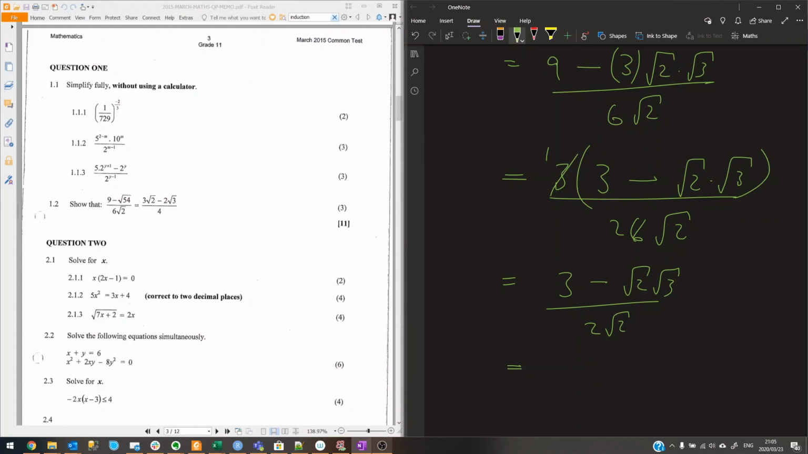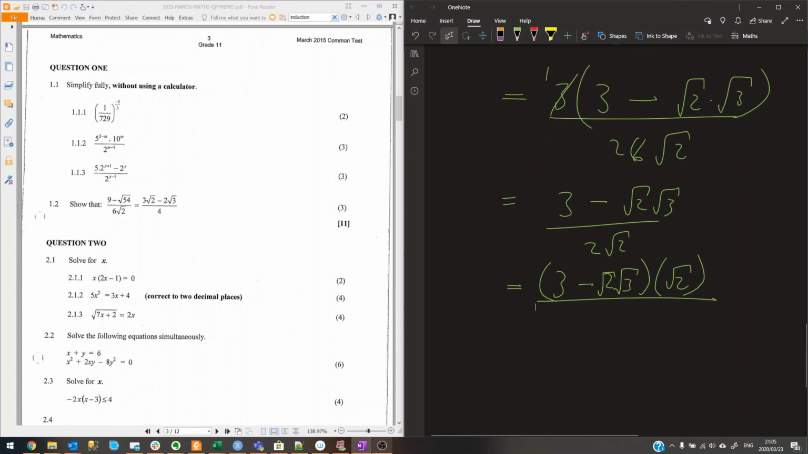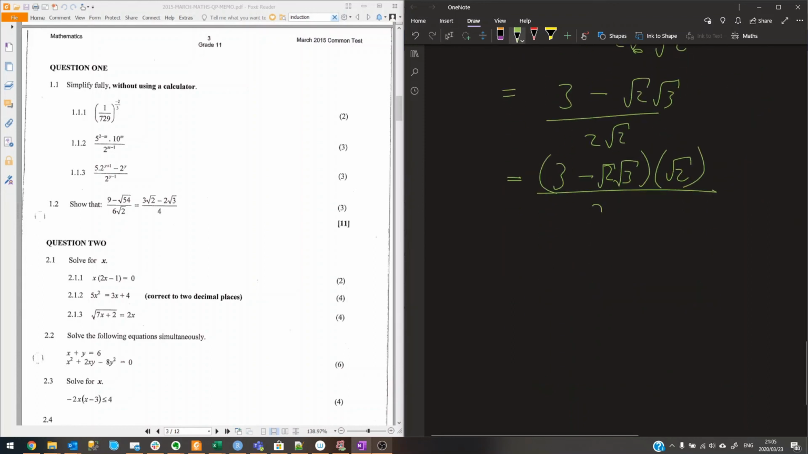To get 4, you need 2 times 2. We have 2 and root 2. We need another root 2 in the denominator to make it a 4. But remember, you can never add something to the denominator that you don't add to the numerator, because this isn't an equation, it's just an expression. So if we're going to multiply in the denominator, we have to multiply in the numerator.